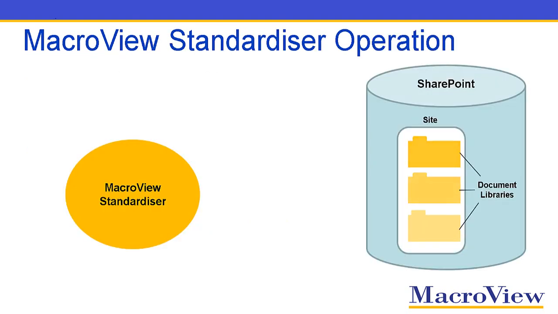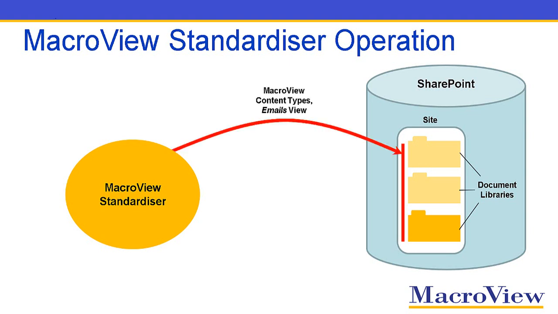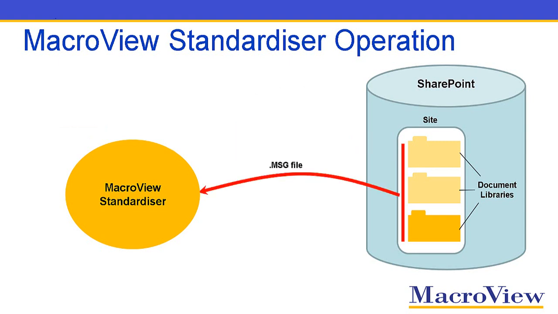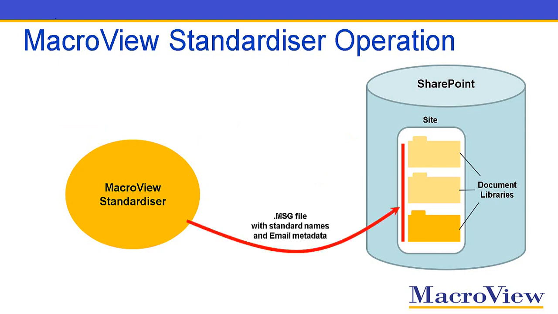Standardiser will work through all the document libraries in a SharePoint site that you specify. Alternatively, you can supply a list of the URLs of the sites you wish to process in a CSV file. As it processes each library, MacroView adds the standard MacroView content types and emails view, and then processes each MSG file that it finds in that library. The result of the processing is that each MSG file has a standard name and metadata treatment.